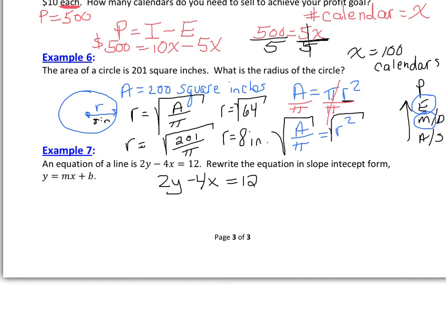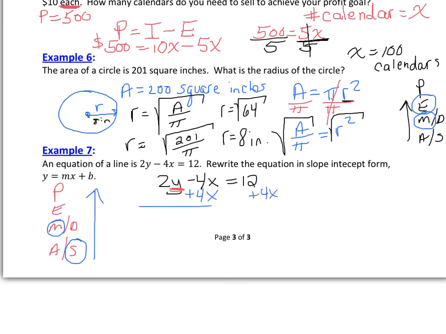Well, we're solving for y. What's happening to y? Look at PEMDAS. We've got y being multiplied by 2, and we have a subtraction of 4x. We have to undo those from the bottom up. So we're going to undo that subtraction first with addition.